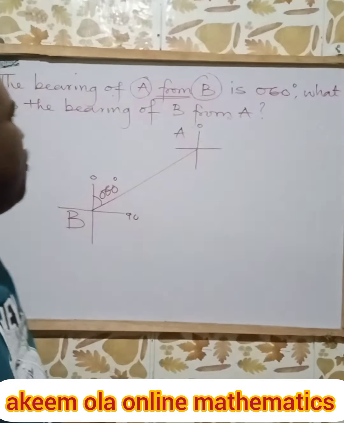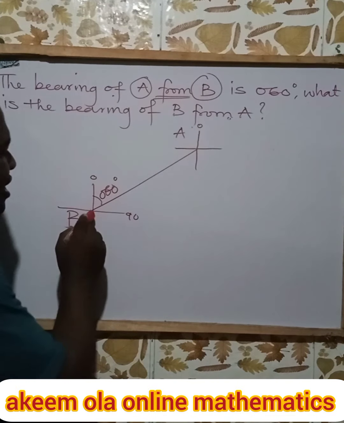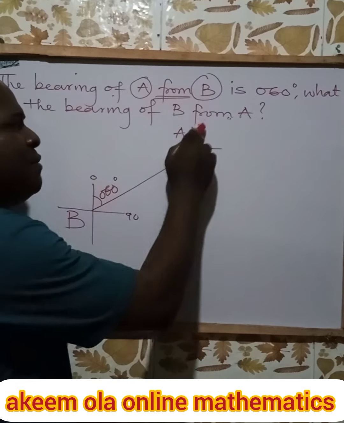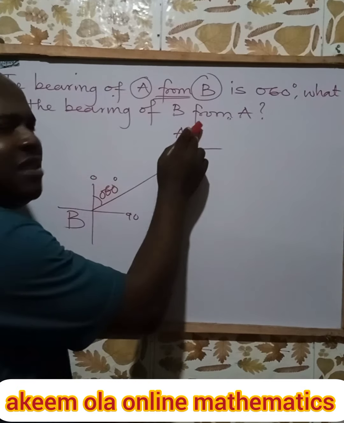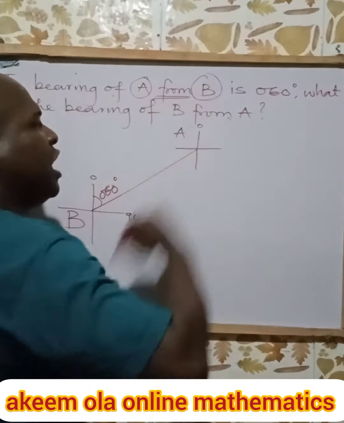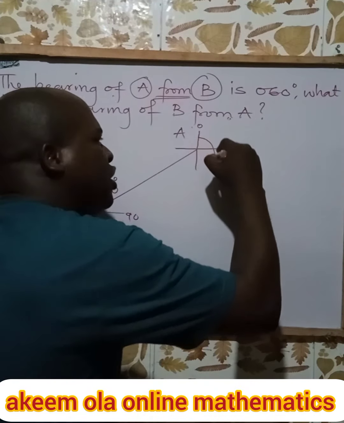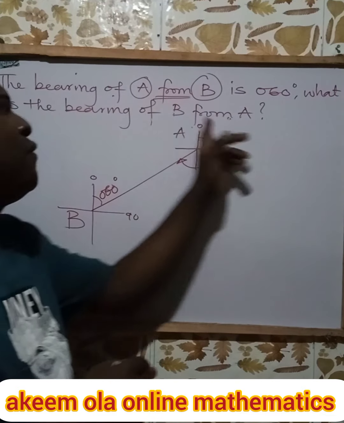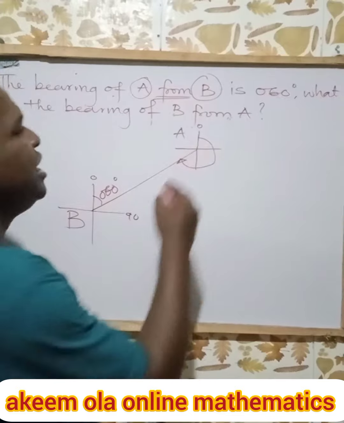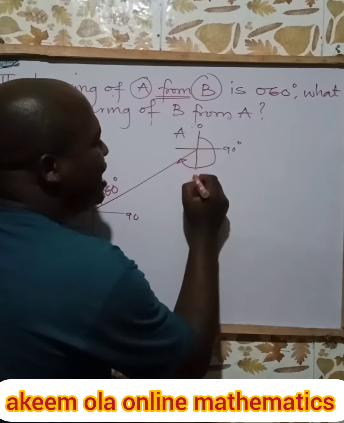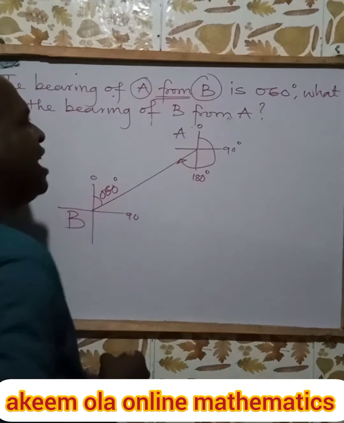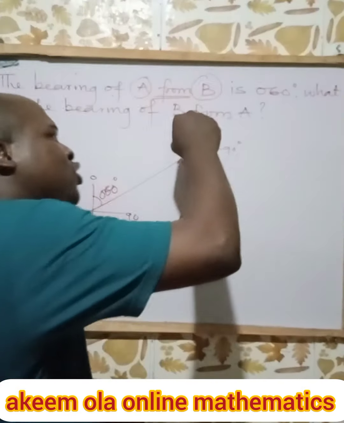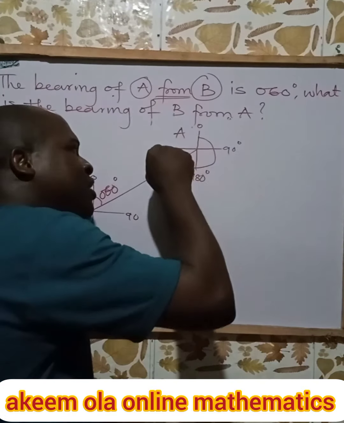How can we get the bearing of B from A? Look at B. This is the line that is coming from B. And note the two of them must have the same starting point. This is my 0 here. From the starting point here, we are going to draw an arc to touch the line that is coming from A. As you can see, here is our 90 degrees. Here is our 180 degrees. That means for us to get the bearing of B from A, it is going to be from this starting point here to this place here.